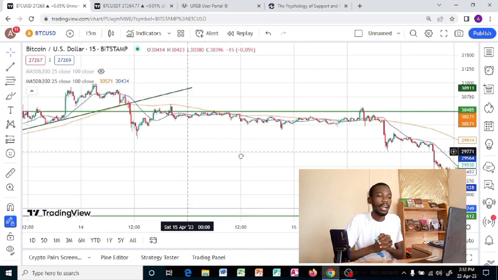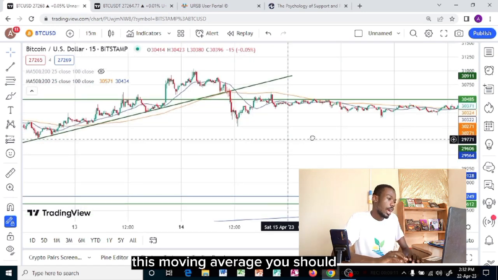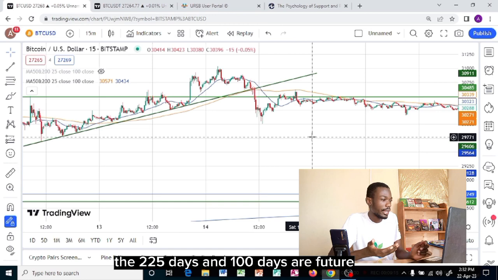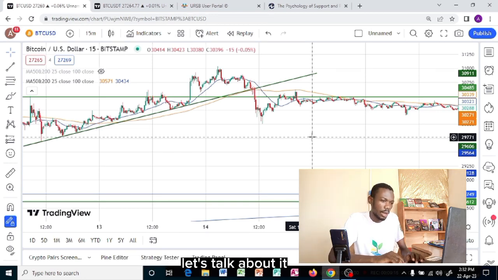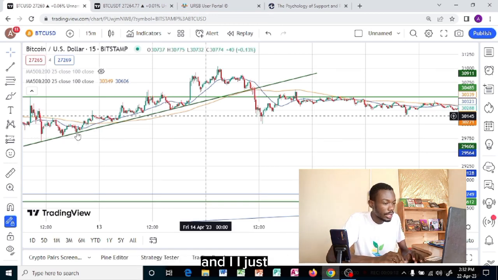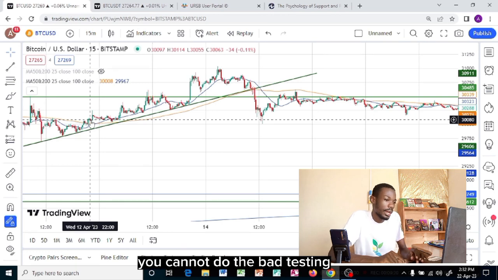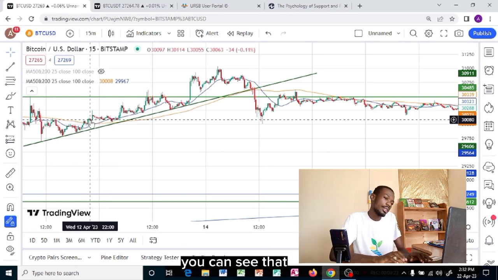So just know that this moving average, the 25 days and 100 days, few traders talk about it, and I just used it to try it out. You can do the back testing if you really want to. You can see that whenever it is in a trending market, it really works.